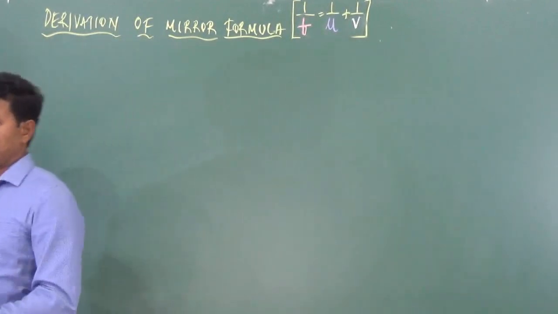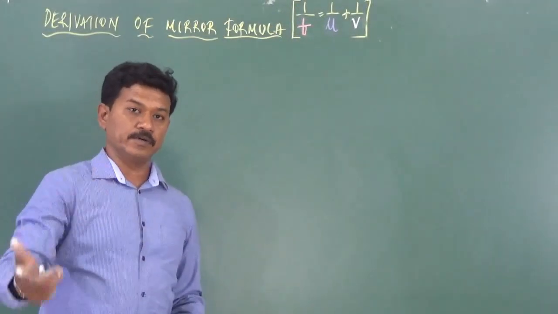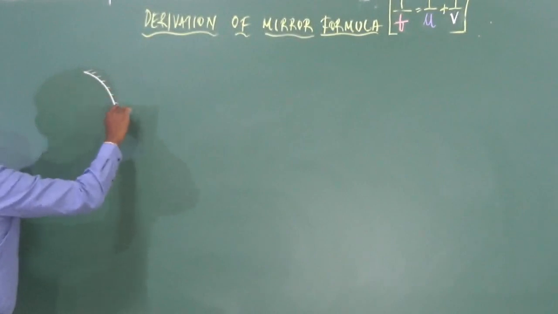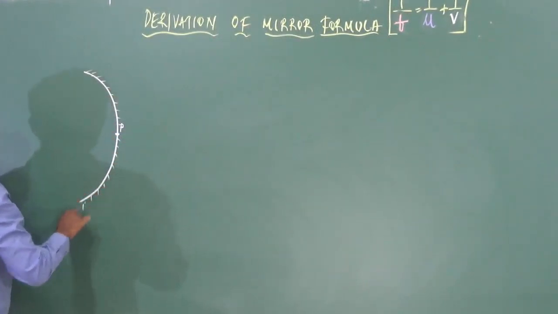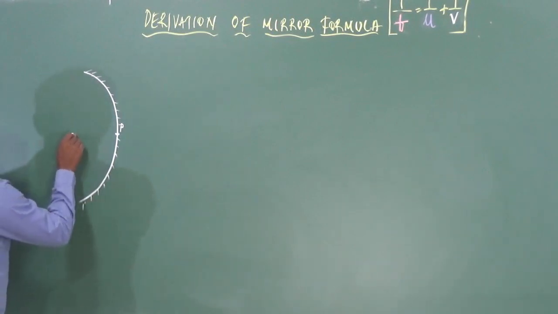Now, as the mirror formula is applicable for both concave and convex mirrors, I will take the help of a concave mirror itself. Right? We will go with a concave mirror. I will take a little bit bigger one so that you can easily understand. This is the pole of the mirror. The outer surface, we know, is silvered, so the inner surface is highly reflecting. So this is the principal focus.